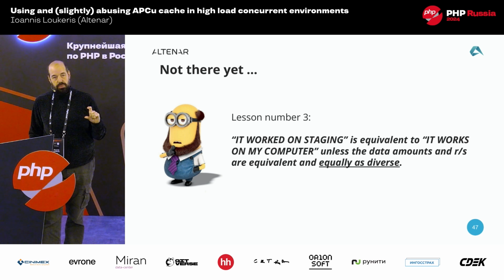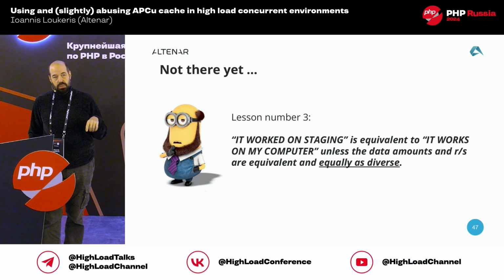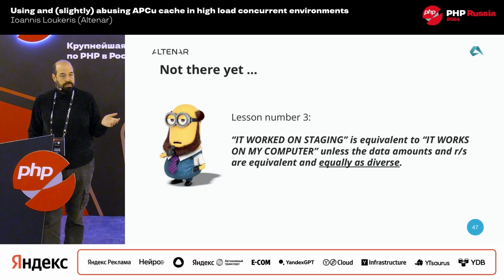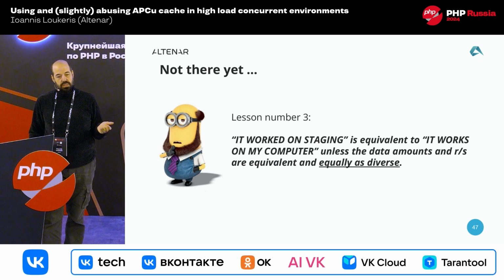If you have a small amount of data that you hit every time, you can hit it tens of thousands of times per second, it's fine. But what if the data is huge? What if you have to deserialize it every time? You basically sink your CPU.